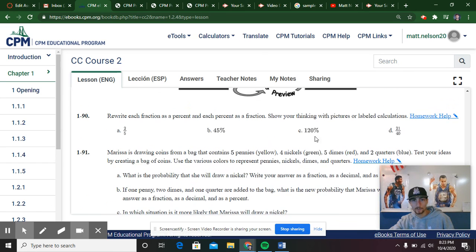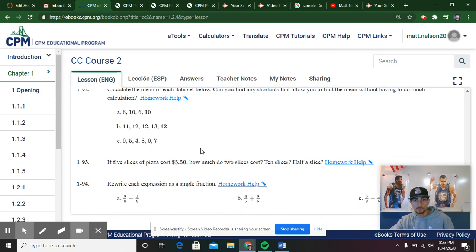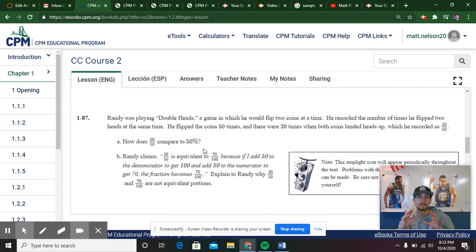All right, and then here we're moving on to our review and preview, the last part of the lesson. Once you complete this, you will be all good for the day. Remember, I have the homework help posted, so if you're having trouble, you can always work through it with me, or sometimes I'll have another teacher do it with you, okay? Good luck.